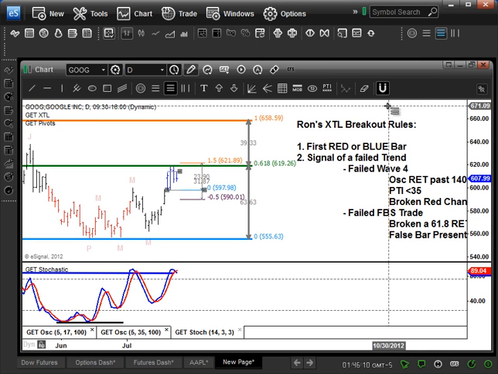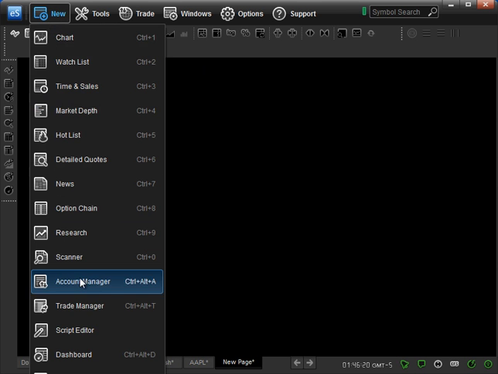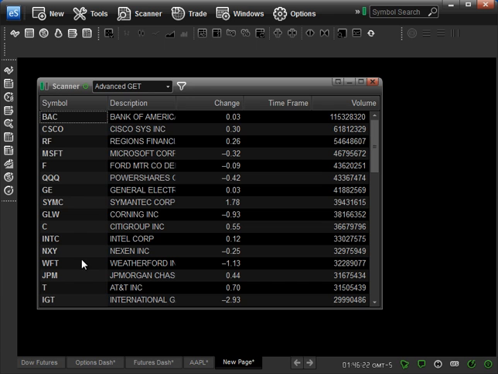So let's take this information, the failed wave 4, the failed false bar stochastic trade. We can actually do a scan for this. I'm going to click on New. I'm going to click on Scan. And let's run a scan for this pattern.